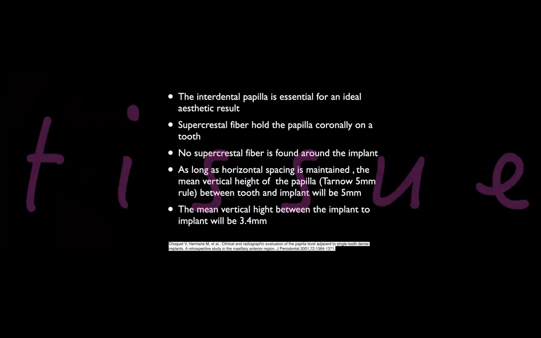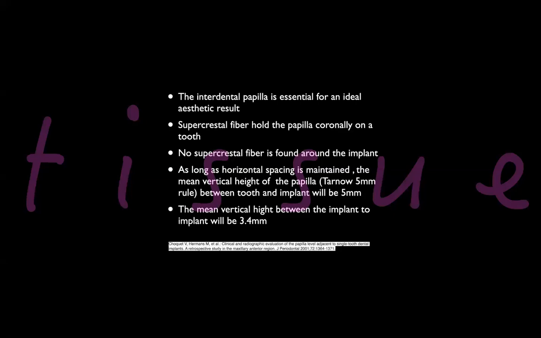Now, one of the most important parts of the entire process of the aesthetic zone, obviously as far as the tissue is concerned, is to understand the biology. Obviously, we all know that the papilla is essential to an ideal aesthetic result for the patient, right? But take a look. Number 2, supracrestal fiber holds the papilla coronally on the tooth. Those are the fibers that basically hold the papilla in place. Periodontal disease can go ahead and ruin those fibers, and you could have recession because of it. You could lose papilla because of it.